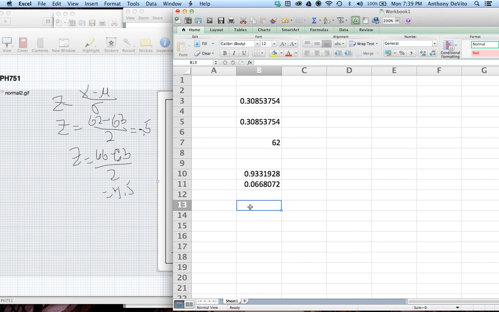Try this again. Equal NORM.INV, probability is going to be 0.067, comma, mean is 63, comma, standard deviation is 2. Well, I'm going to get a number near 60. Why am I getting a number near 60? Because it's always looking at that value to the left, in other words, that 6% is below that value. For NORM.INV and NORM.DIST, they're always looking from that point to the left.